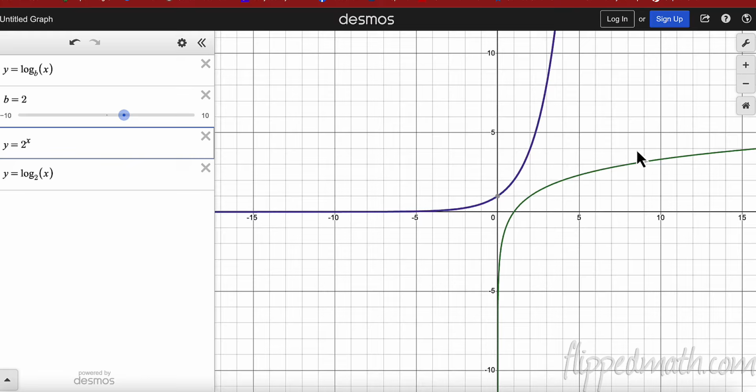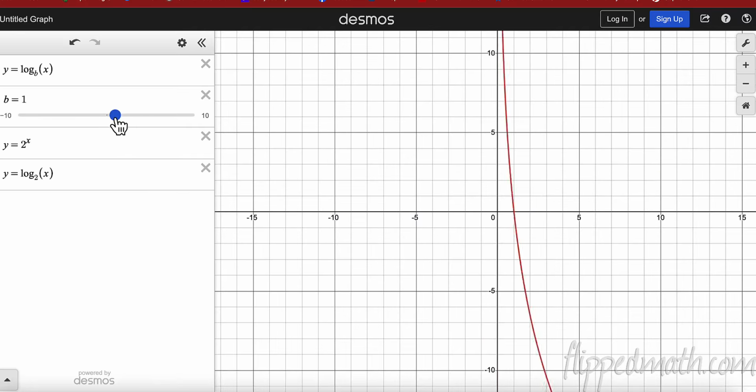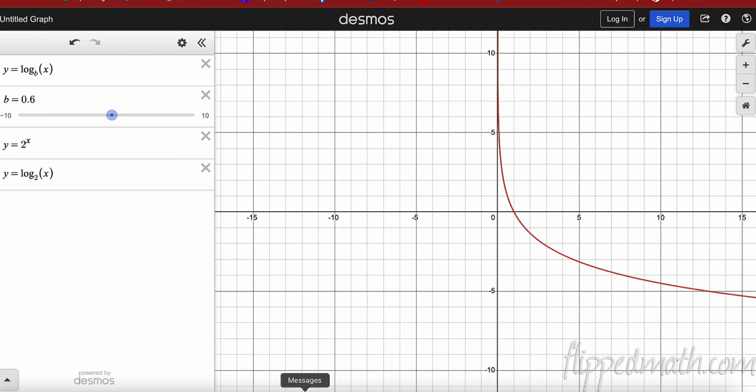Let's see, when would it be decreasing? So let's take this off. So we have this equation. We know that when b is greater than 1, it is increasing. Let's go back. Let's go less than 1. You can see now that it is decreasing. So we can go fill in our table.